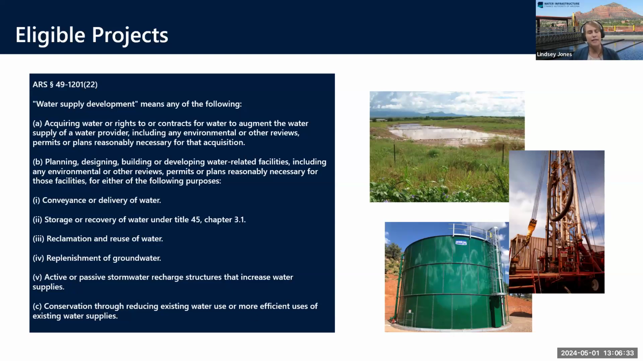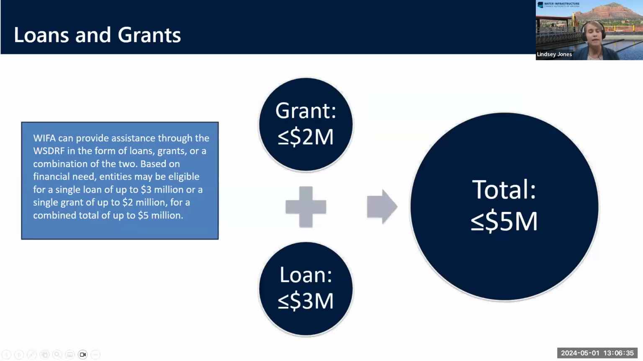And to go to the next slide here, the funding program is limited by statute to a total of $5 million per project. So WIFA can provide assistance in the form of loans, grants, or a combination of the two. It will be based on financial need as well as the project benefit points that a project receives, but an entity may be eligible for a single loan of up to $3 million, a single grant of up to $2 million, or possibly a combination of loan and grant, but the maximum combined total would be $5 million per project.